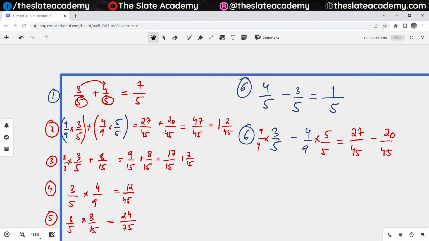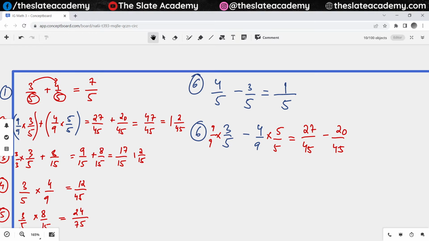27 by 45 minus 20 by 45, and 27 minus 20. I know the answer would be, denominators are the same, now I can do the subtraction in the numerator. 27 minus 20 would be 7 over 45.